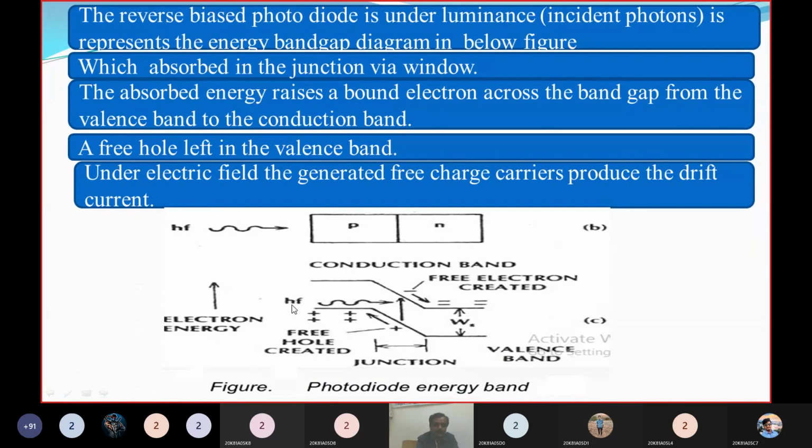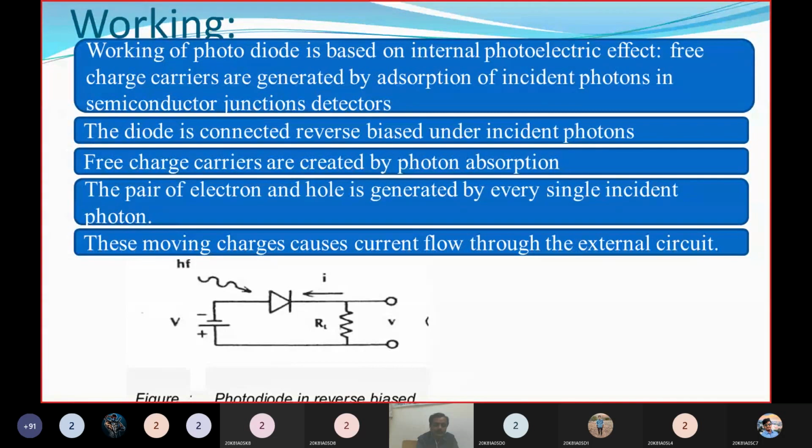Now, this is a reverse bias connection. The negative terminal is connected to the P region and the positive terminal is connected to the N region. There will be a resistor, the load resistor, and by using this resistor we can get the output voltage.